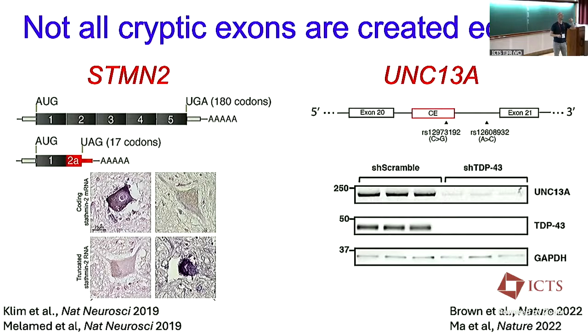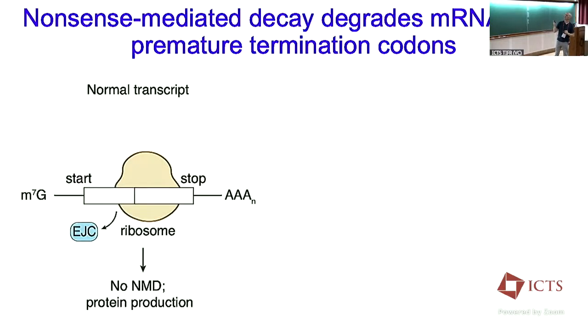Which pathway? Good, nonsense-mediated decay, exactly. Nonsense-mediated decay is the cellular quality control pathway that detects these premature stop codons. When the ribosome is scanning along, it knocks off the exon junction complex. So you don't have NMD, and you make proteins.